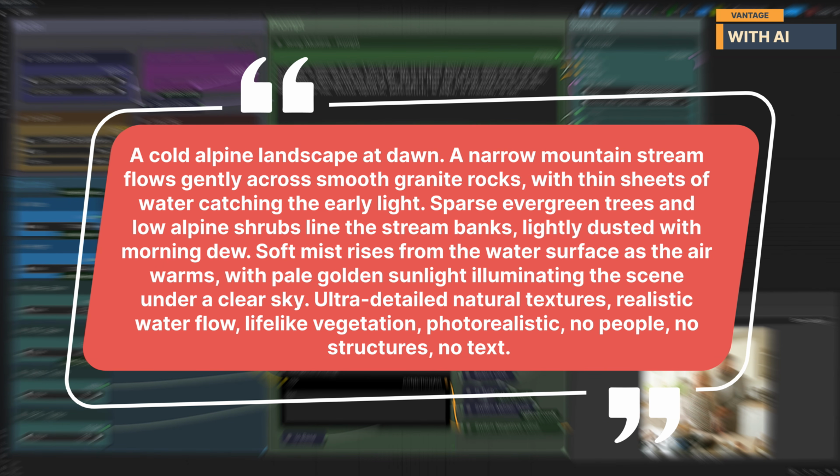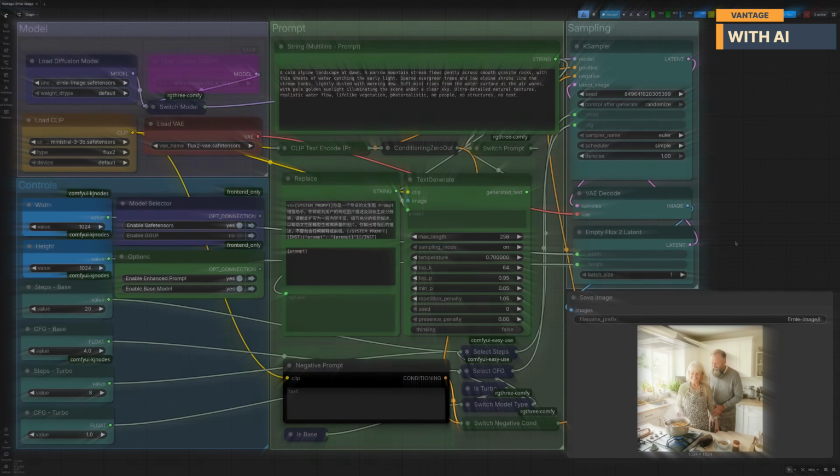A cold alpine landscape at dawn. A narrow mountain stream flows gently across smooth granite rocks, with thin sheets of water catching the early light. Sparse evergreen trees and low alpine shrubs line the stream banks, lightly dusted with morning dew. Soft mist rises from the water surface as the air warms, with pale golden sunlight illuminating the scene under a clear sky. Ultra-detailed natural textures, realistic water flow, lifelike vegetation, photorealistic, no people, no structures, no text. Let's run it.